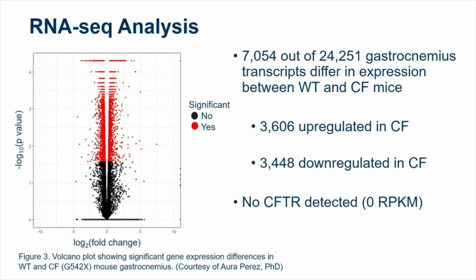So of the 7,000 transcripts that differ, approximately 3,600 of them are upregulated in the CF mice, while about 3,500 are downregulated in the CF mice.